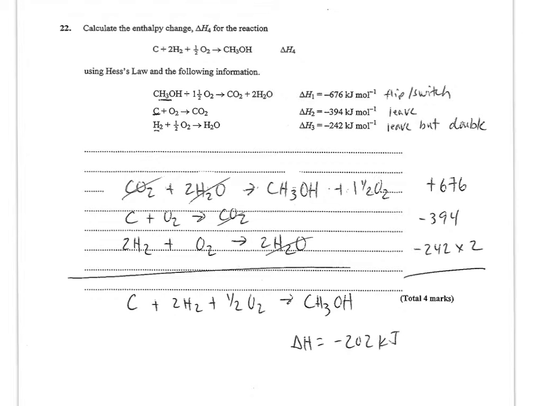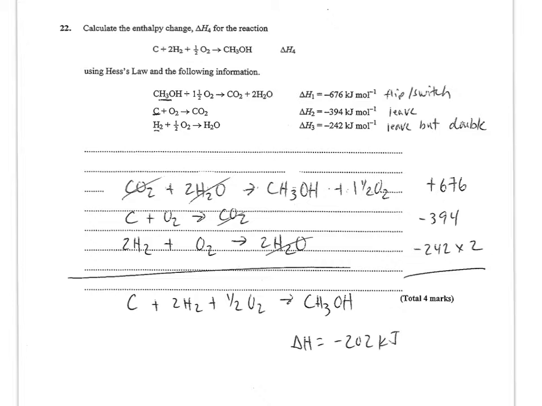And number 22, calculate the enthalpy change for the reaction C plus 2H2 plus a half O2 equals CH3OH, something called methanol. So using Hess's law, I see the CH3OH is in the correct amount, but on the wrong side, so I'm going to flip that over. The C plus O2 gives me CO2, and the carbon is my reactant that I want. It's the correct amount on the correct side. And then the H2 plus half O2, again, the H2 is the reactant. It's on the correct side, but I do need to double that.